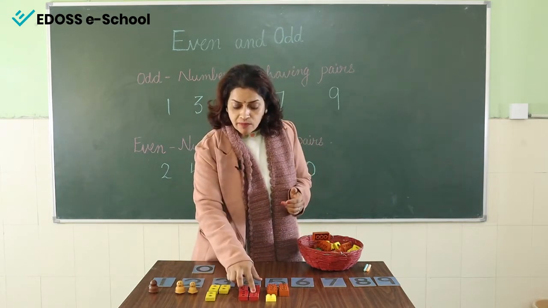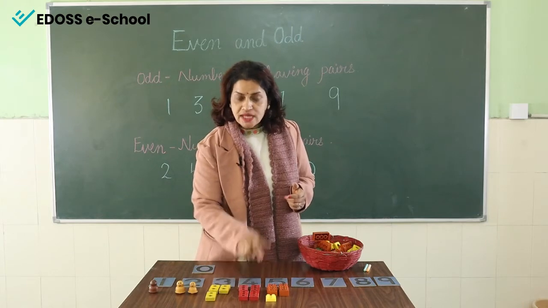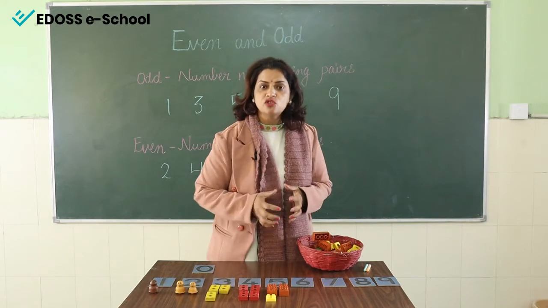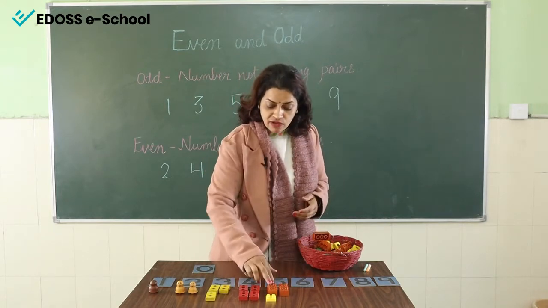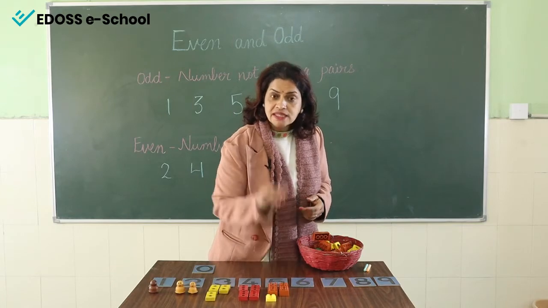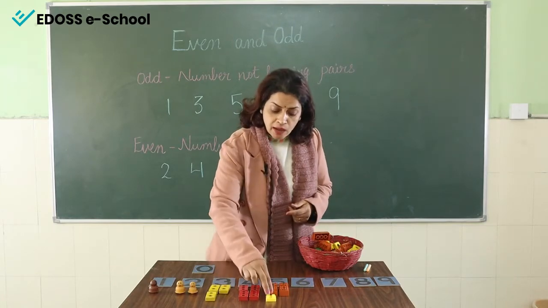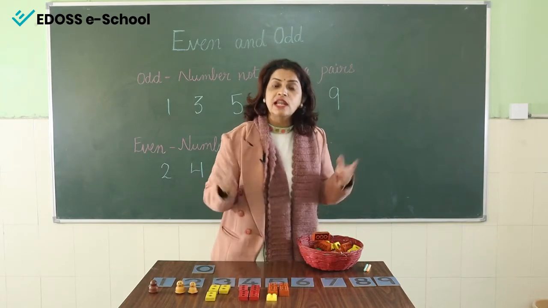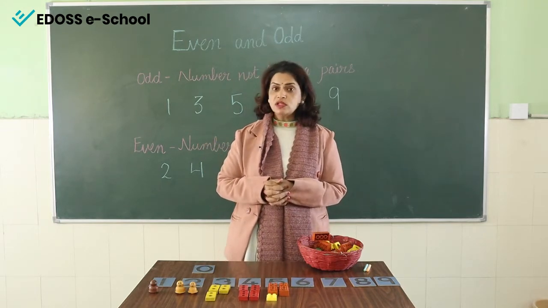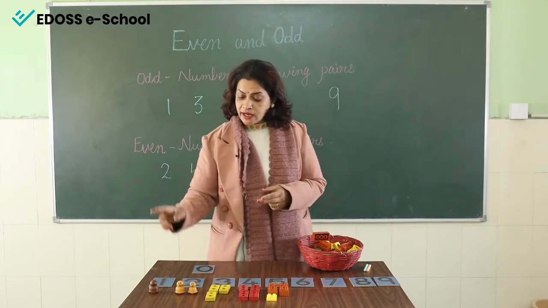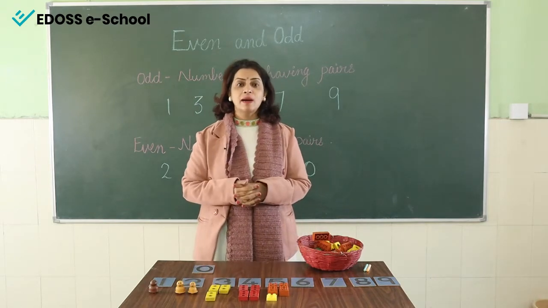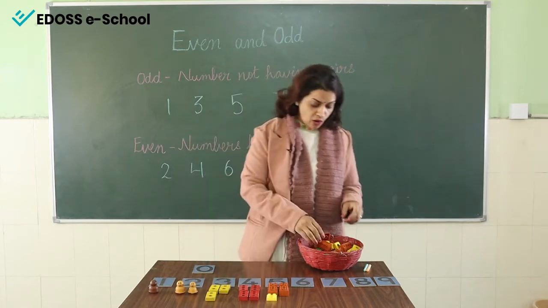And in case of number 4, both sets have complete pairs. See, these two are together, again these two are together. In case of number 5, the first set is having a pair, the second set is again having a pair, but again one is left all alone without any pair. So we have just learned that the numbers which have pairs are even numbers and the numbers which don't have a pair are odd numbers.